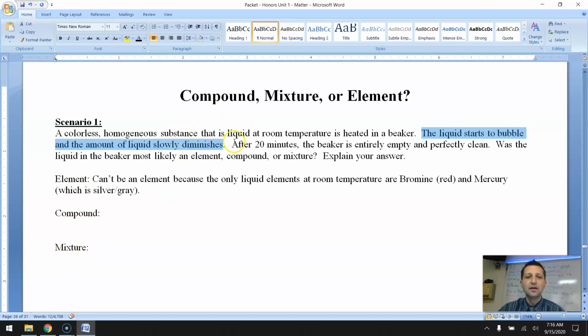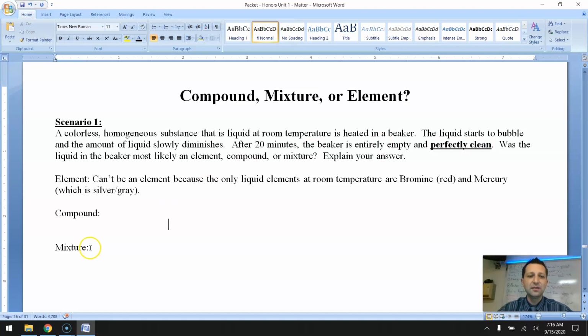All right. Want to go. After 20 minutes, the beaker is empty and perfectly clean. So all the liquid's gone and it's perfectly clean. This part here is really important. Okay. Think about it. If you had a mixture, say this was salt water or sugar water, and you separated it based on this method of separation, this heating method, so it's basically crystallization, you should have something left over at the end, right? Well, we didn't. So whatever was in that beaker is all into the atmosphere now, into the air.